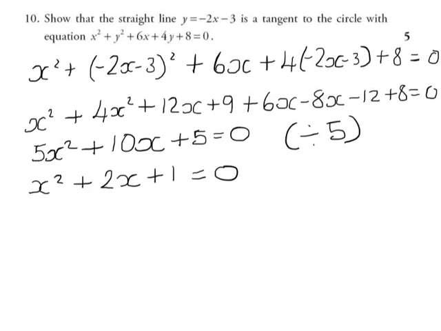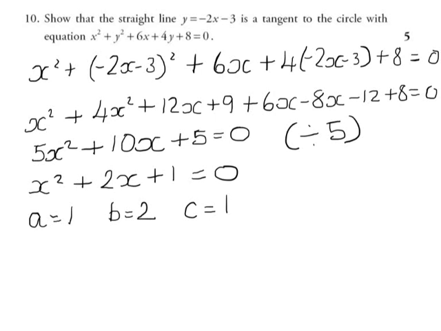Now I'm trying to show that the straight line is a tangent to the circle with the equation that we've been given. If it's a tangent, it only crosses at one point, and one of the ways I can test for that is by using the discriminant. If the discriminant value is 0, then there's only one point of intersection, which would mean it's a tangent. So I'm going to take out the values. A is 1, because I have 1x squared. B is 2, because I have 2x. And C is 1, because I have 1.